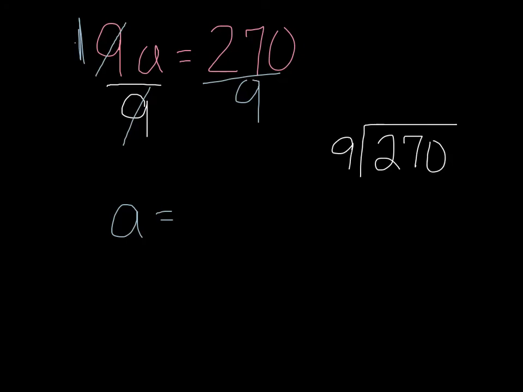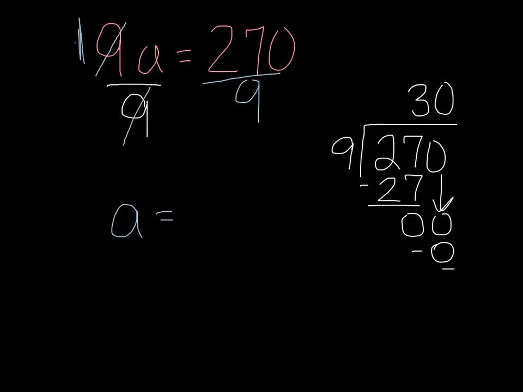9 will go into 27 3 times. 9 times 3 is 27. Bring down that next number. Don't forget to do that part. And 9 can go into 0 0 times. 9 times 0 is 0. And we're done. So the value for a is 30.